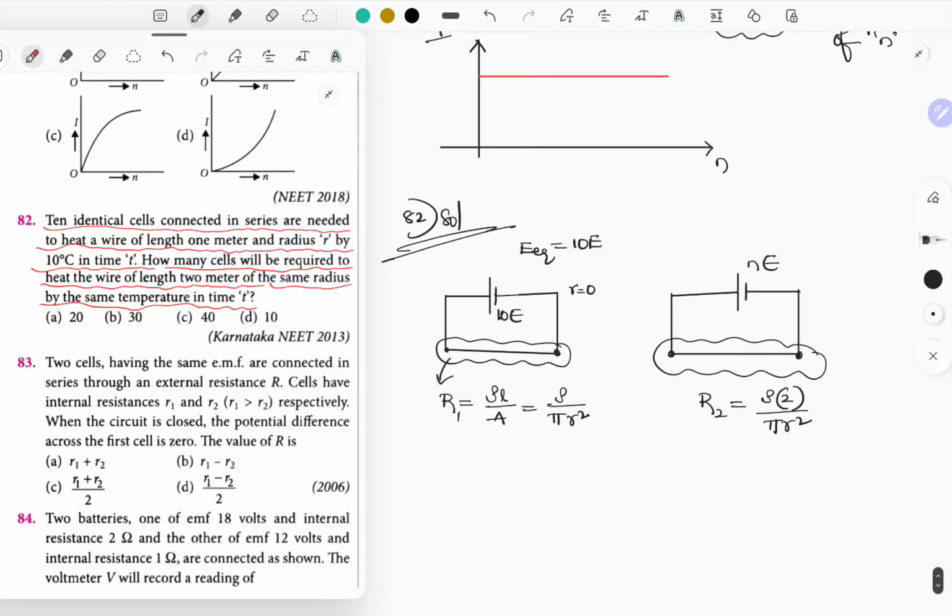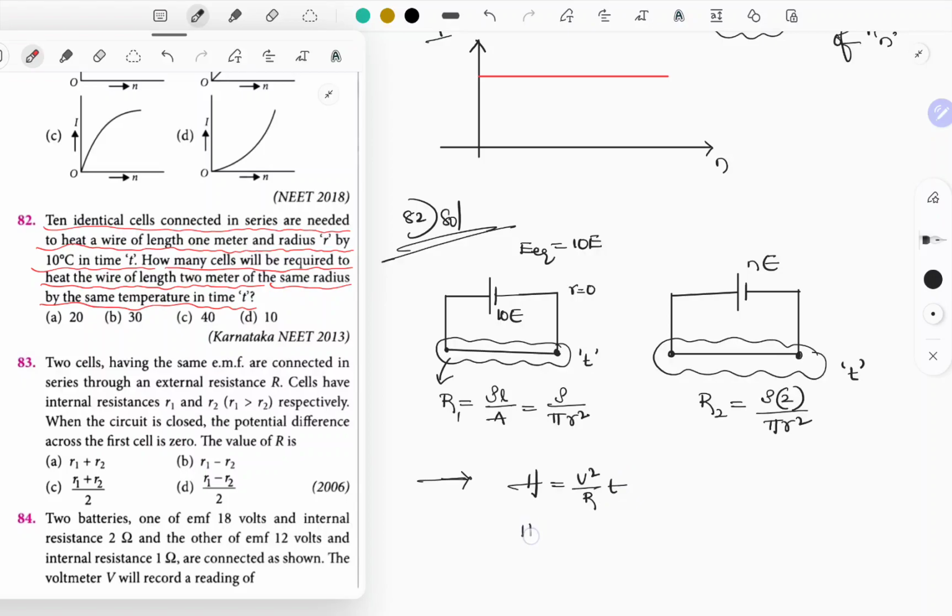So we have to heat the second wire also to the same temperature. The first wire is heated by 10 degrees Celsius in time T. This is also heated to the same temperature and in the same time. Then we know the heat energy formula. Heat is equal to, the general formula is V square by R into T, right?